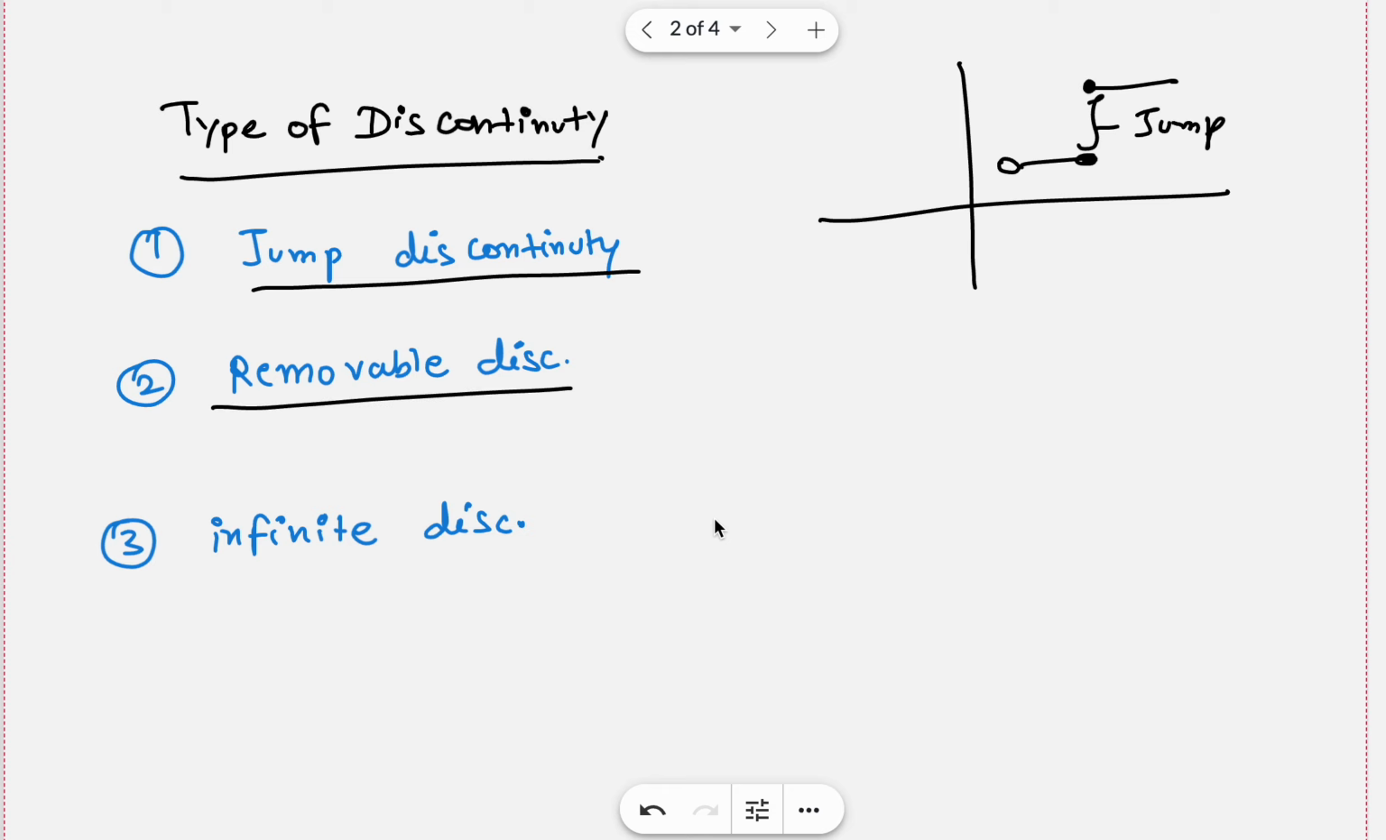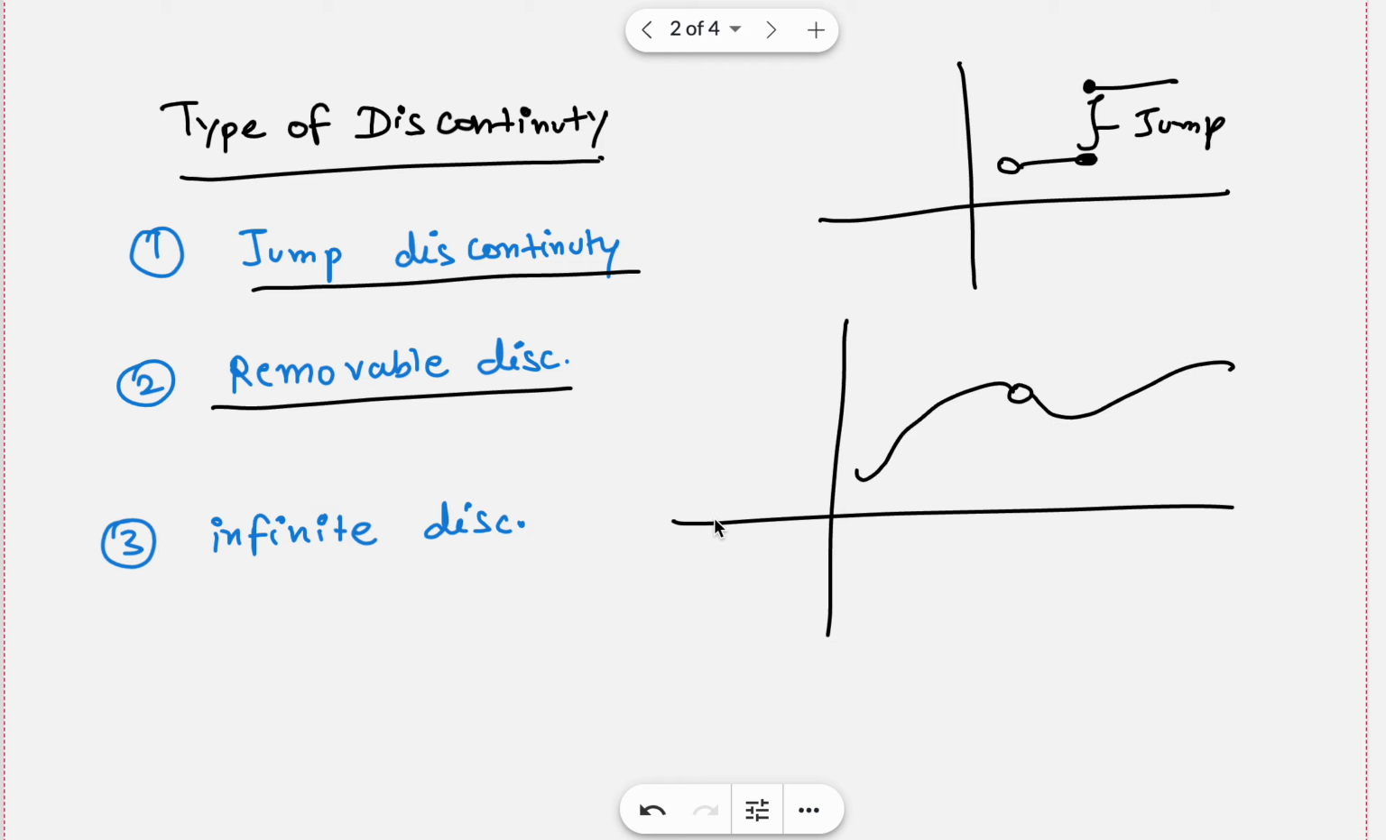Second is removable discontinuity, in which suppose I have some function like this and there is a hole. So this is known as the removable discontinuity. This is discontinuous due to this hole.